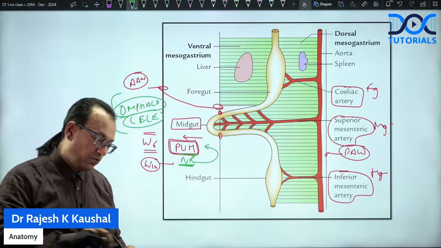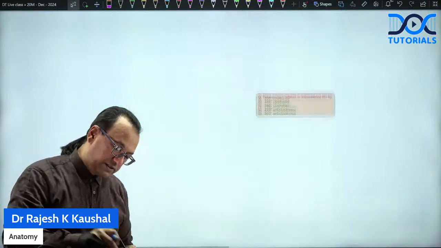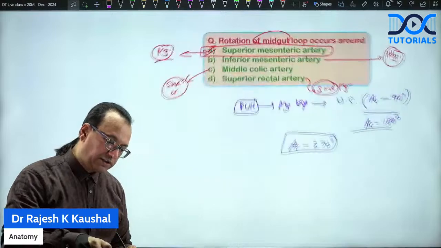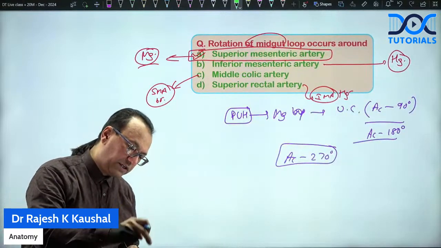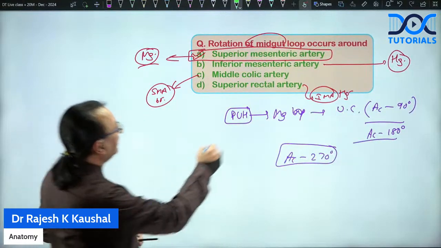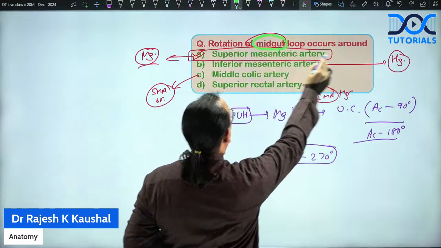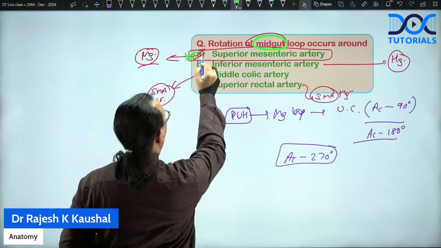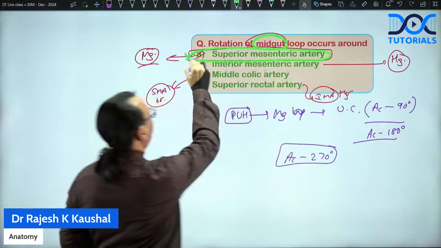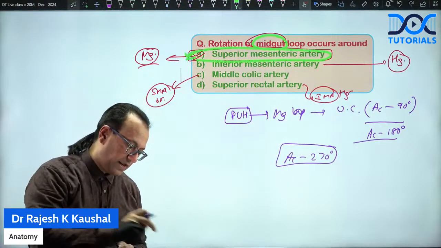Let me tell you about other details as well. But in this question, of course, your answer should remain. What should be the answer in this question? If it is the midgut they are asking, midgut loop, then you say it is superior mesenteric artery. Now, once you have given that information, let us go on to the next question.